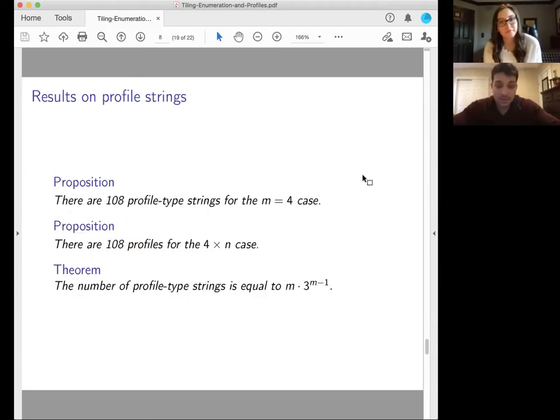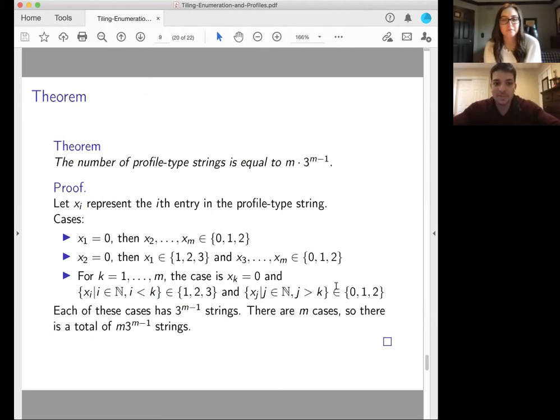So this led us to a couple of propositions and a theorem. The two propositions being that there's 108 profile type strings for the m equals 4 case, which means that for 4 by n arrays, there's 108 profile type strings. And then there's 108 profiles for the 4 by n case. And the profile type strings and the profiles, we think that they're one-to-one, but we have not proved that yet. But this led us to the theorem about the equation that says that the number of profile type strings is equal to m times 3 to the m minus 1, where m is the amount of rows in the array.